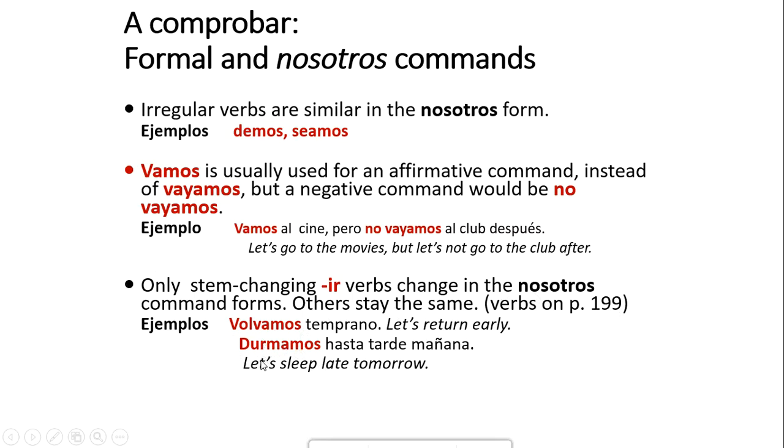This is different than the stem change for present tense, which was, remember, duermo, duermes, duerme, dormimos, duermen. In the preterite, it was a different stem change, O to U. Dormí, dormiste, durmió with the stem change, dormimos, durmieron. So then we're also going to use it here, not the present tense stem change, which is O to UE, but O to U. And if you look at page 199, you're going to see a list of those verbs. E changes to I, O changes to U in the nosotros form for commands.